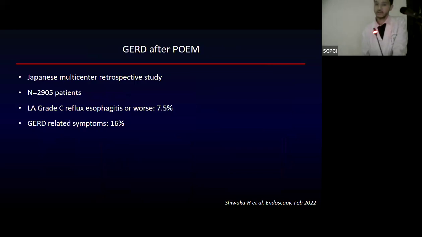Now, again, a few important side effects, for example, gastroesophageal reflux disease after POEM. So this was studied by a multi-center retrospective Japanese study involving about 3,000 patients. LA grade C or worse esophagitis, which is the severe form of esophagitis, is seen in about 7.5% of patients, and the patients who were symptomatic were just 16%. Hence, again, this is not a major thing to worry about.